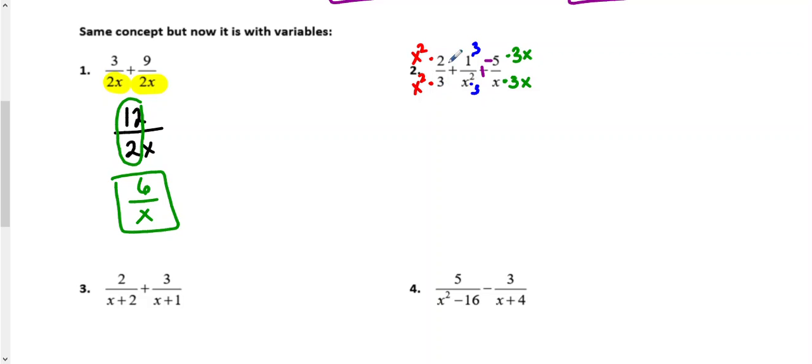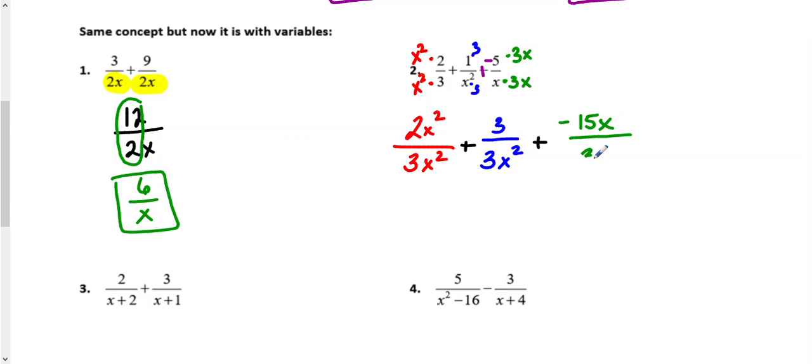So now, doing the top, I have 2x squared over 3x squared plus 3 over 3x squared. And then again, we changed it to plus. Now negative 5 times 3x is negative 15x over 3x squared.